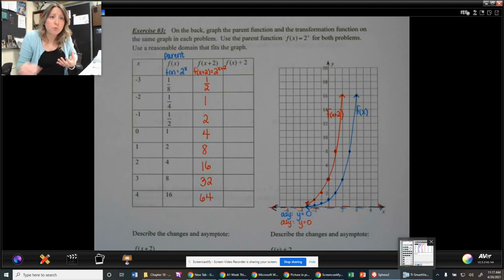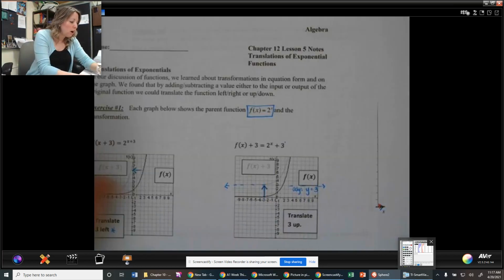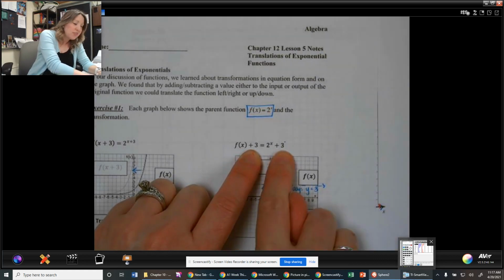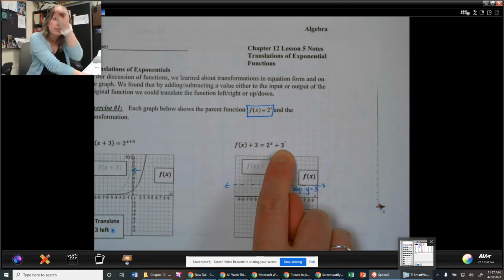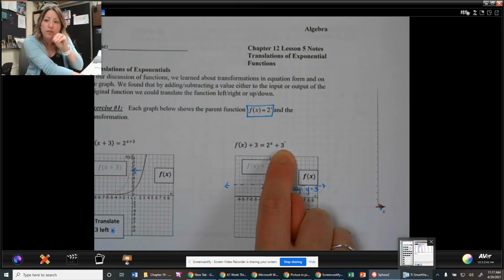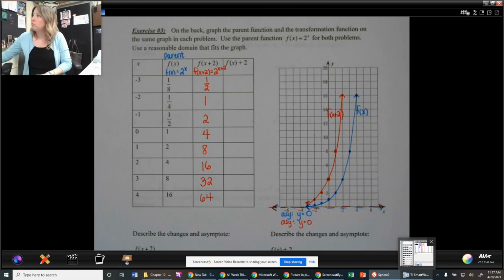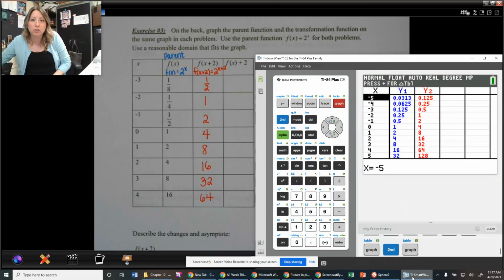Now, what if we add 2 outside of the parentheses? Well, that's going to take our blue parent function and move everything up 2. According to the first picture we saw, if we make the change outside the parentheses, that will add or subtract on the outside of the equation, moving it up and down that way. So now let's prove that with our graphing calculator.